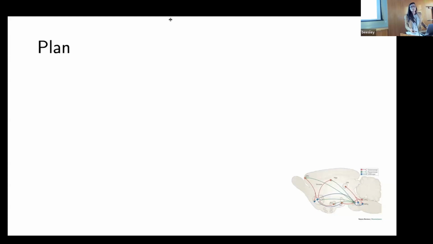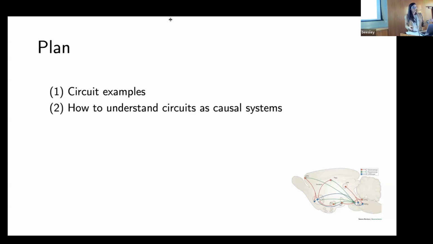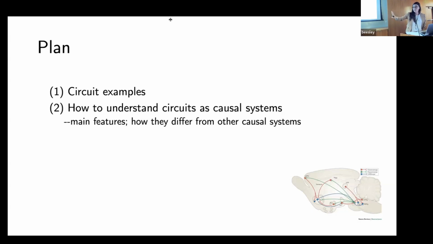So the plan for the rest of this talk today takes 4 main steps. First, what I'll do is I'll give some circuit examples, primarily from neuroscience, but from other domains as well. I'm going to make some suggestions about how to understand circuits as causal systems, essentially what their main features are and what their unique features are. Also, of course, how they differ from other types of causal systems that are not circuits. I'll discuss briefly circuit manipulations, various types of strategies that are used to intervene on and manipulate circuits and some of the challenges that they face.